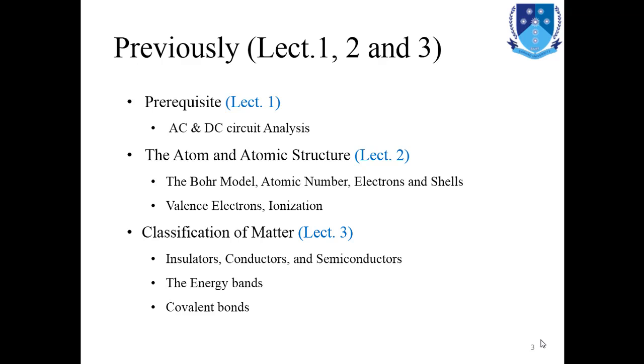Then we discussed the energy bands, specifically the valence band and the conduction band. We also discussed the gap which is known as an energy gap or band gap between the valence band and the conduction band. And finally in lecture number 3 we discussed the covalent bond, which is used in the crystalline structure of silicon or other semiconductor material.